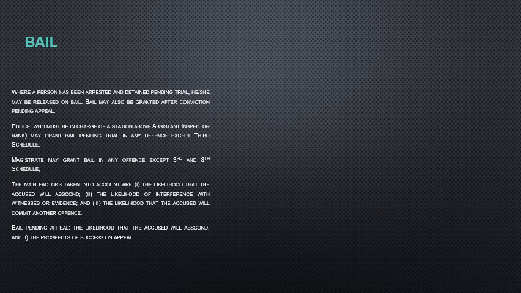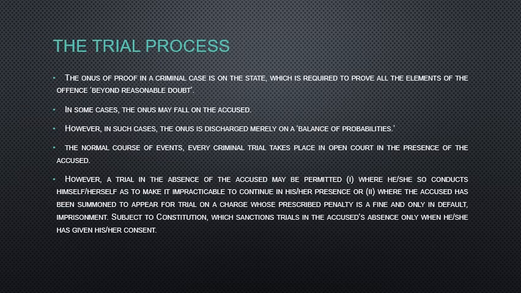And then the factors of getting bail pending an appeal. We have the likelihood that the accused will abscond. We also talked about that one, and the prospect of success on appeal. So those are the factors. And then we have the trial process, right? In terms of criminal trial procedure, we're saying that the burden of proof is on the state, and the standard is that of beyond reasonable doubt.